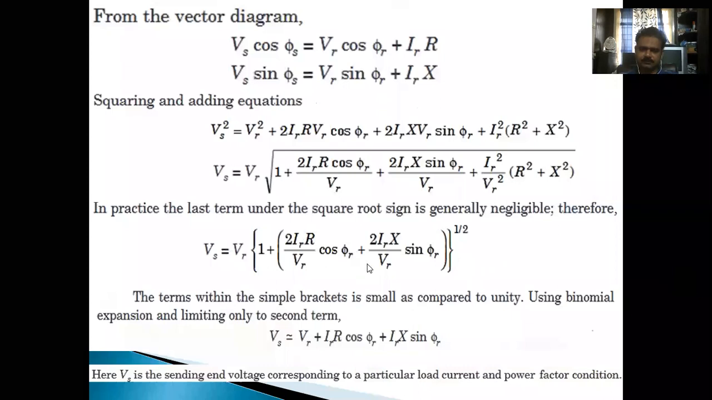Okay, phasor diagram. And from the phasor diagram, V sending end is equal to V receiving end plus this. Okay, next.